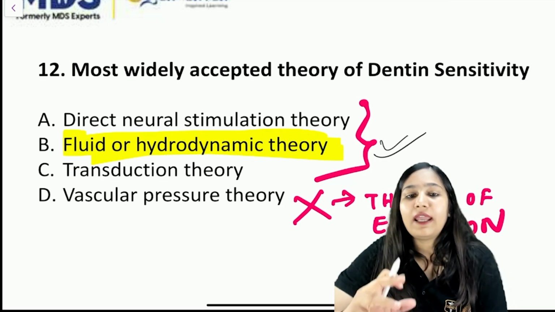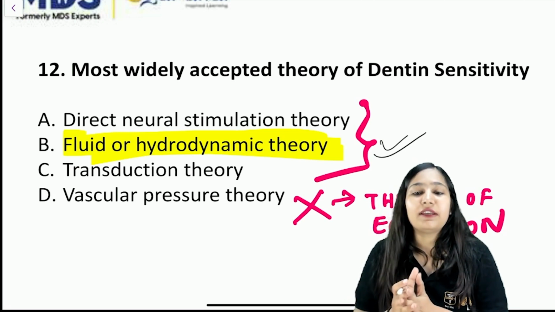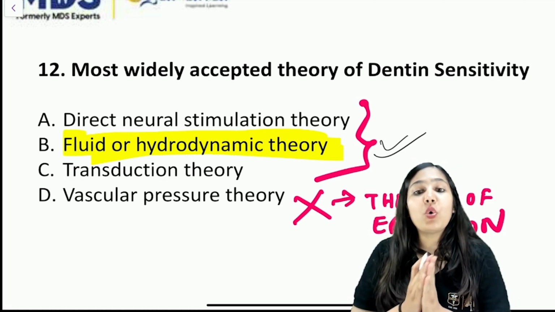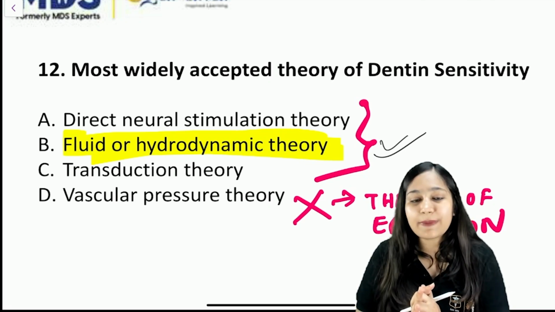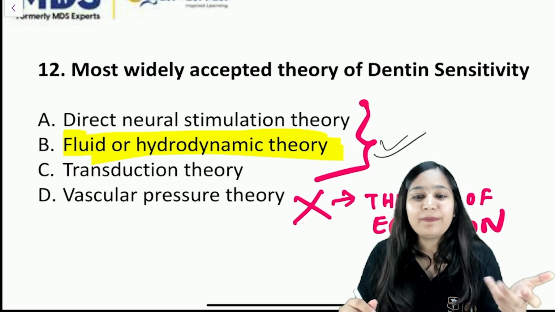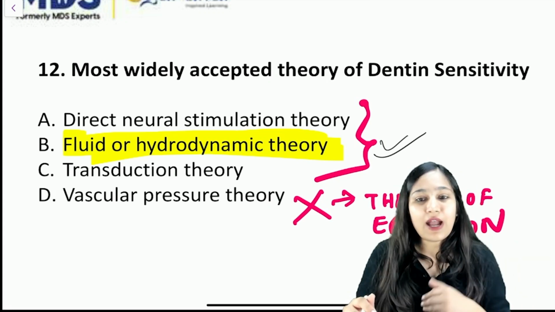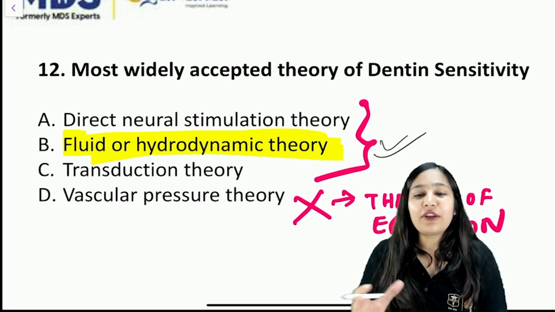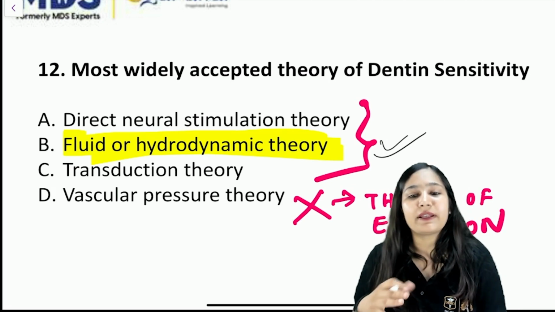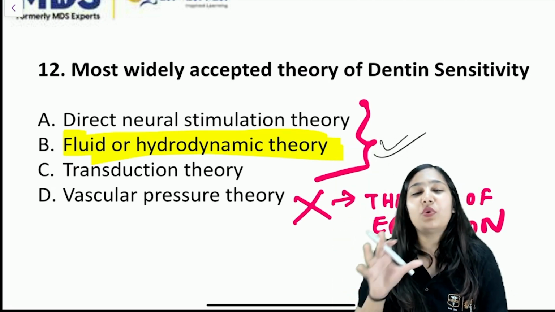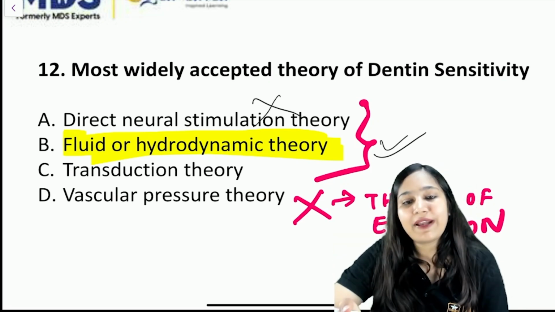Why? In direct neural stimulation theory, the nerve endings are directly stimulated, right? And the nerve endings are mainly present only on the inner aspect of the tubule, not on the outer aspect of the tubule. So even if a stimulus is applied, it has effect only on the inner aspect, not on the outer aspect. So direct neural stimulation theory is not widely accepted, as the nerve endings are present only on the inner aspect of the tubule.